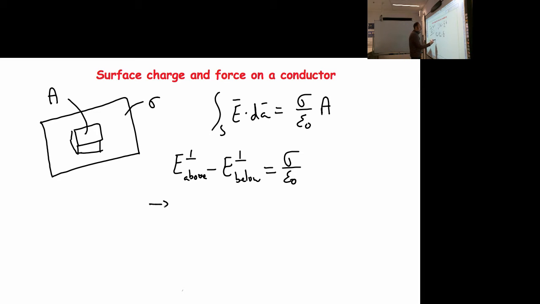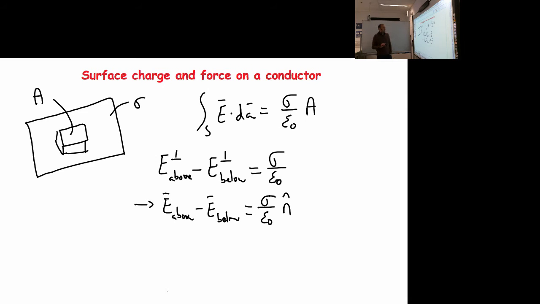Or we can write this in a slightly different way. We have our electric field vector above minus the electric field vector below is going to equal sigma divided by epsilon naught times n hat. And n hat is our unit vector which is perpendicular to the surface of our conductor. Now what we notice here is that the electric field is discontinuous on going from above to below the surface.